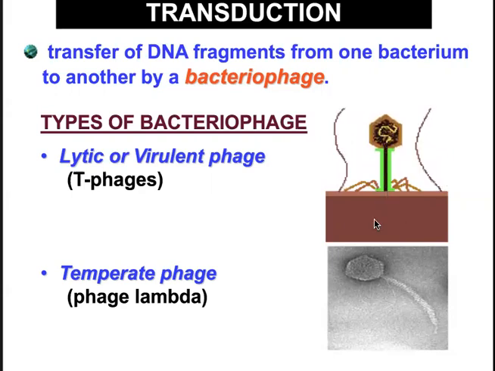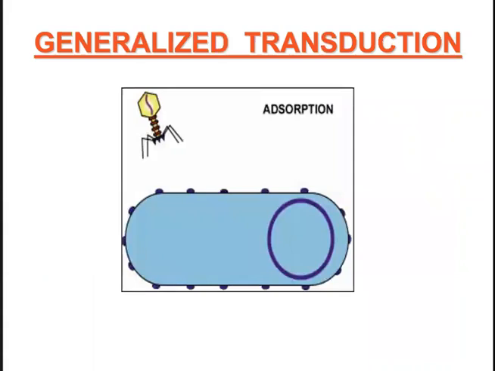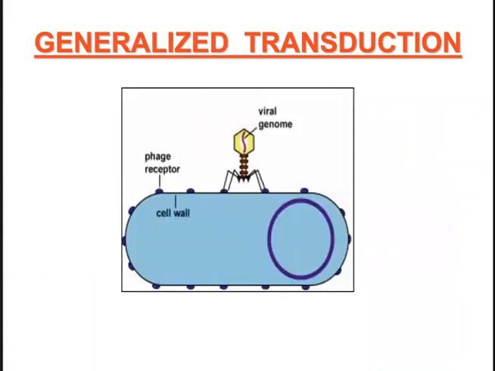So that's what happens with temperate phages. Lytic or virulent phages will simply create virions by using the machinery of the bacterial host, whereas temperate phages usually incorporate their own genetic material with the bacterial genetic material, producing the prophage. So that's how different they are. There are actually two forms of transduction. We have the generalized transduction and the specialized transduction.